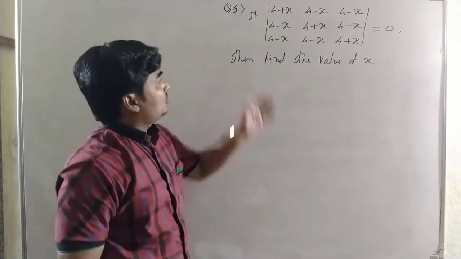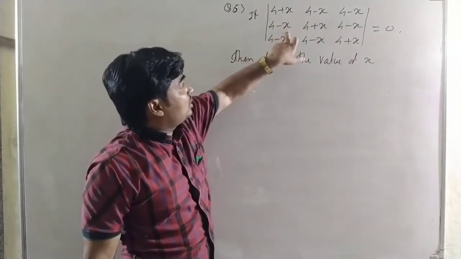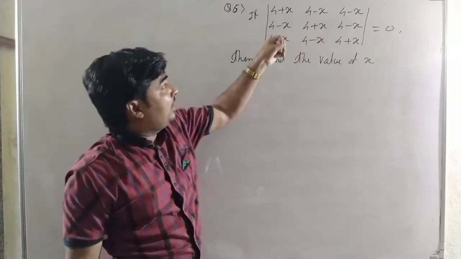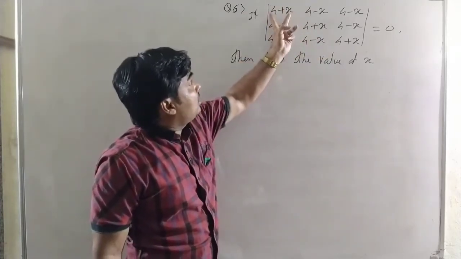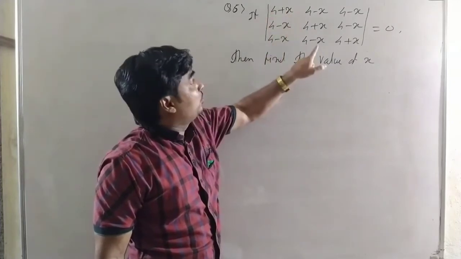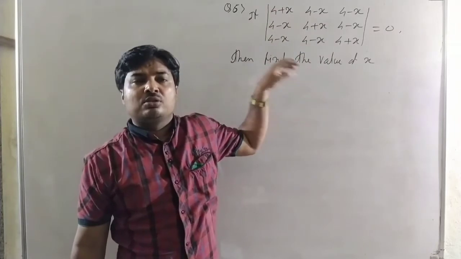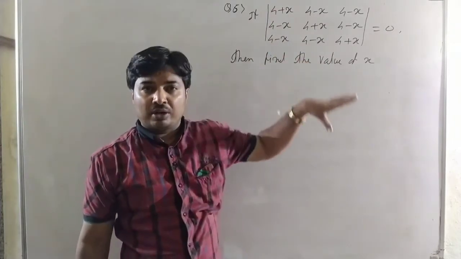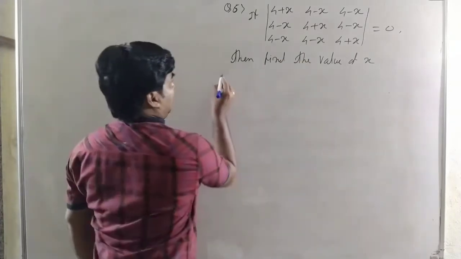Here again, all elements are in the form of 4 minus x or 4 plus x. Okay, if we find it directly by expanding the determinant, there is a 4 plus x into the value of this determinant. It is a lengthy procedure. So first we cancel the variables by using the property, addition of the row or subtraction of the row.